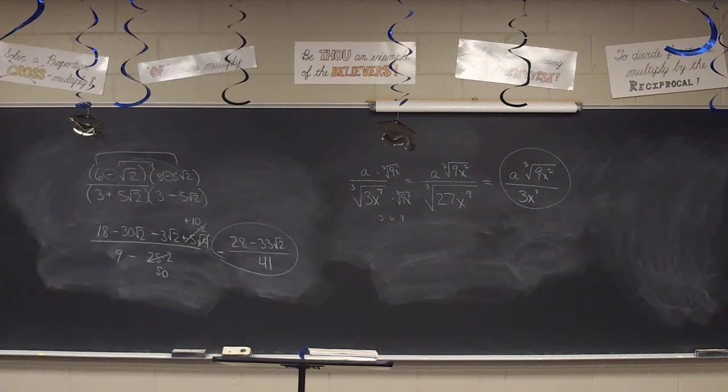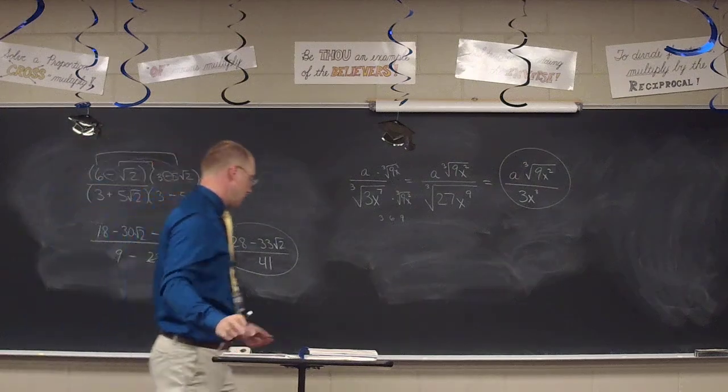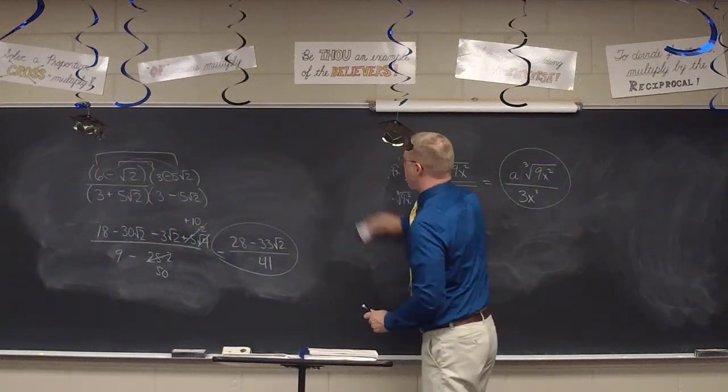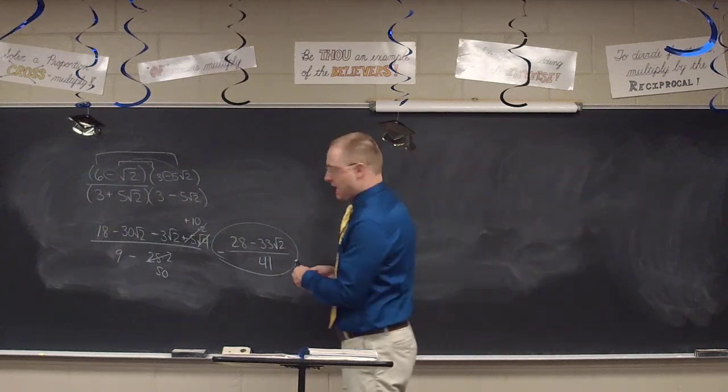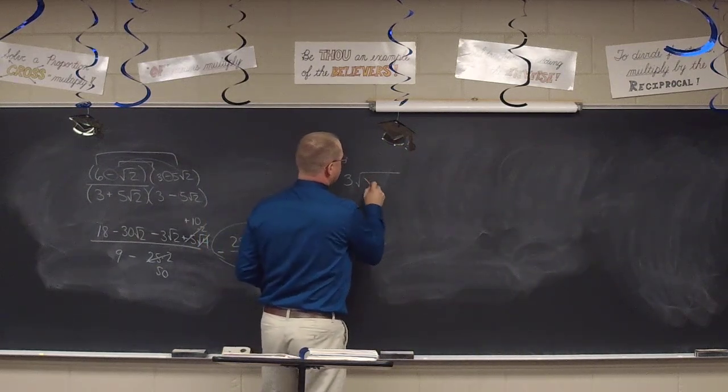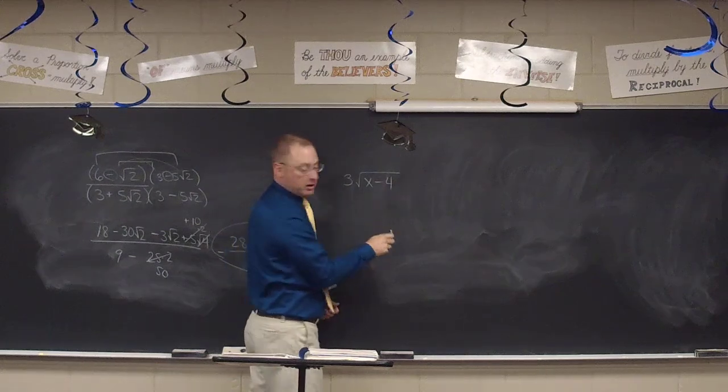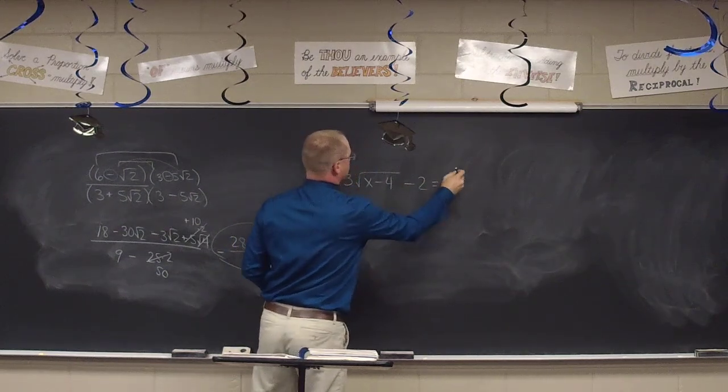Remember working on this. All right, questions on the rationalizing denominator? It's been a little while since we looked at that, so I wanted to refresh your memory. Questions? Nope. All right, let's go back to radical equations then, and write this down in your notes. 3 times the square root of x minus 4, minus 2, equals 13.